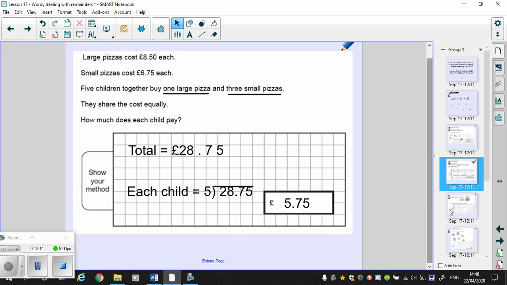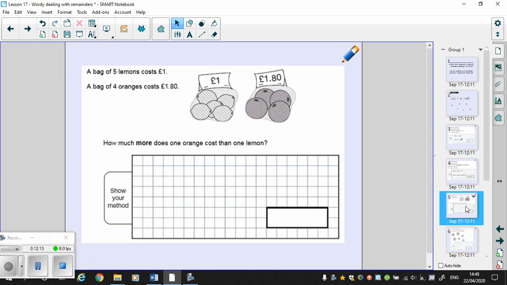Let's look at one more. A bag of 5 lemons costs £1. A bag of 4 oranges costs £1.80. How much more does 1 orange cost than 1 lemon? So we've got a bag of 5 lemons costing £1. We've got a bag of 4 oranges costing £1.80. And we've got to compare 1 orange with 1 lemon.